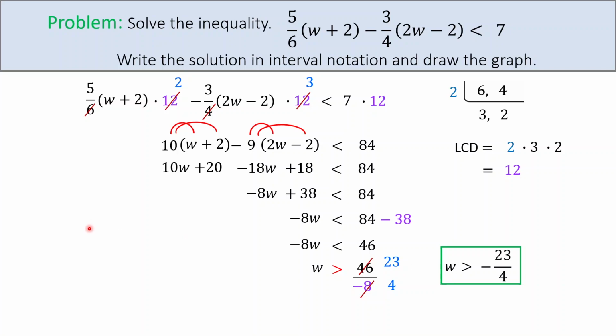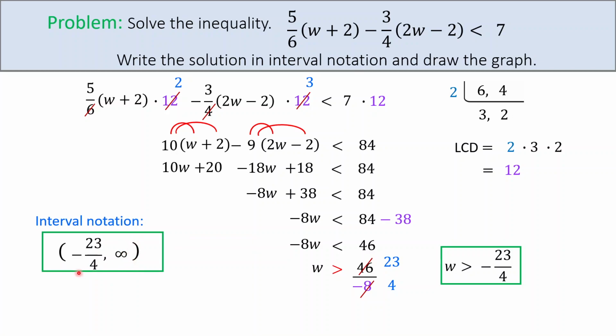of this. Greater than, so put this number as the first number. No equal sign, so you need to put a parenthesis, comma. Second number is infinity. Infinity, you need to always put a parenthesis. So this is the interval notation. Now we draw the graph.